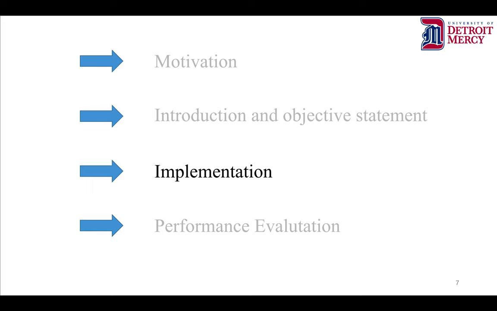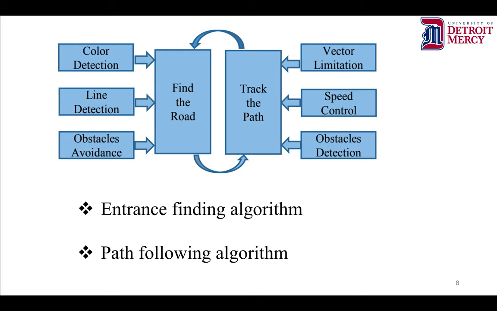The third part is the implementation. There are two algorithms. The first algorithm is to find the entrance, and the second algorithm is to follow the path. For entrance finding, we have to do color detection and line detection, and also obstacle detection and avoidance. Because at the start, the robot is randomly placed in the environment, which you have to define previously. In this defined area, the robot has to find the entrance, so you have to do some obstacle detection and avoidance. The color and the line are used to find this road.